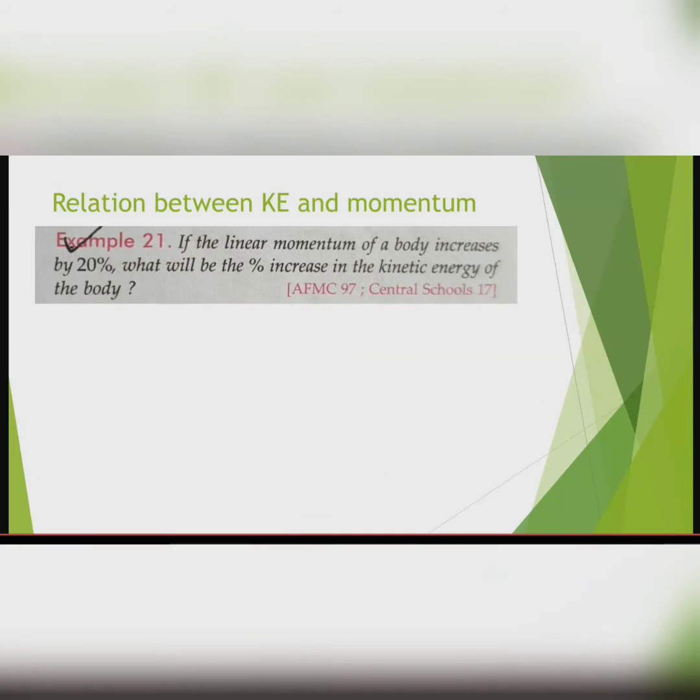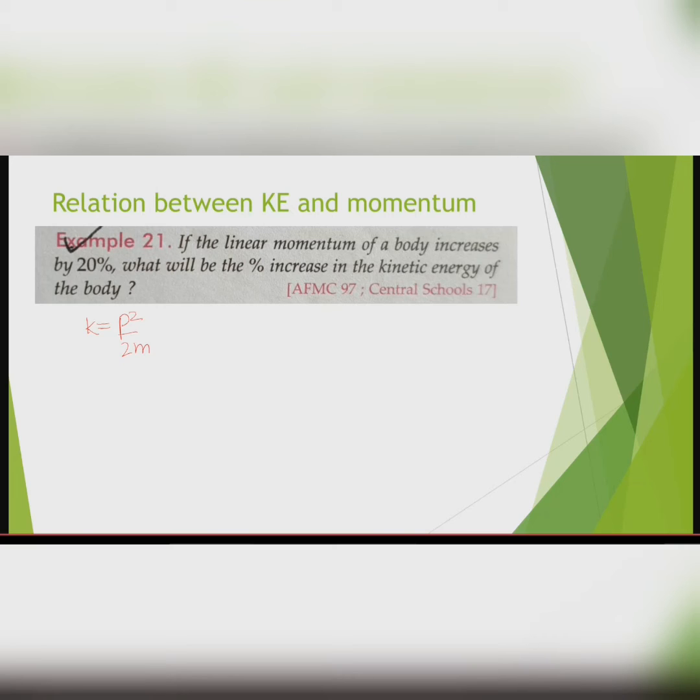So next is relationship between kinetic energy and momentum. We have already done that kinetic energy is P square by 2m. The question says, if the linear momentum of a body increases by 20%, what will be the increase in kinetic energy of the body?